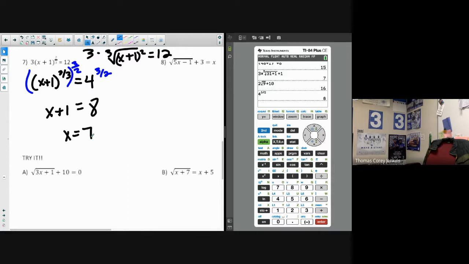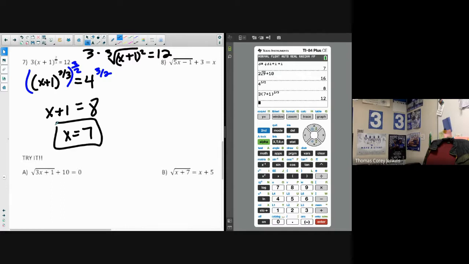Okay, and then we just sub in to see if it works. So going back to the top, 3 parentheses, quantity 7 plus 1 raised to the power of 2/3. So caret key 2 over 3 equals 12. That's what we wanted. So at that point, we know for a fact we've solved it correctly.